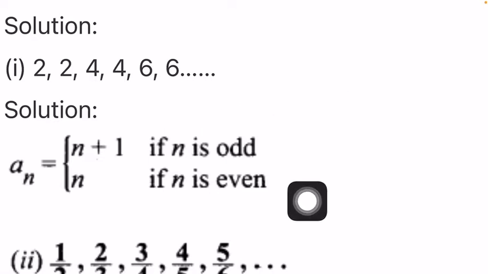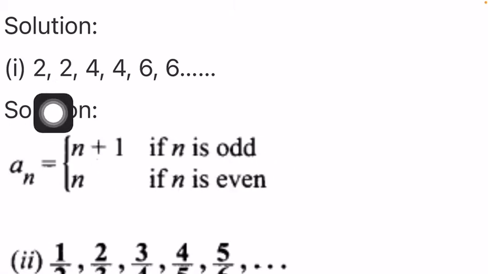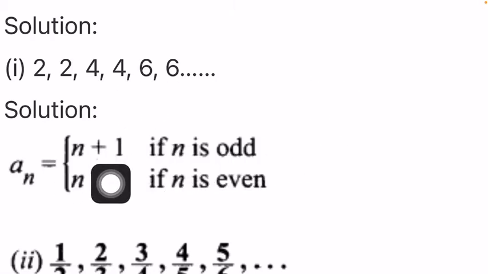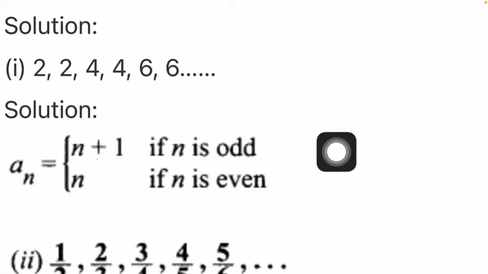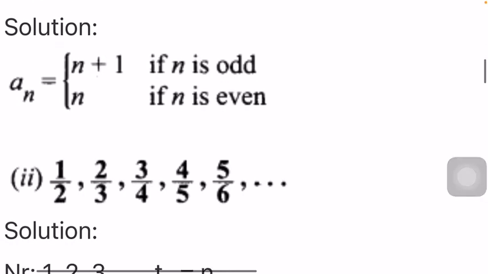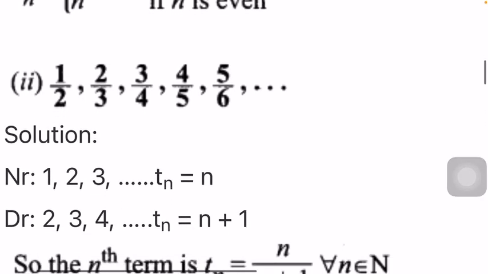So if n is given, it is n alone, because A2 is 2, A4 is 4, A6 is 6, A8 is 8. So if n is even, it is n only. If n is odd, for the first term we have 2, for the third term we have 4, for the fifth term we have 6. So if n is odd, it is n plus 1, and this is the general term. General term is written.